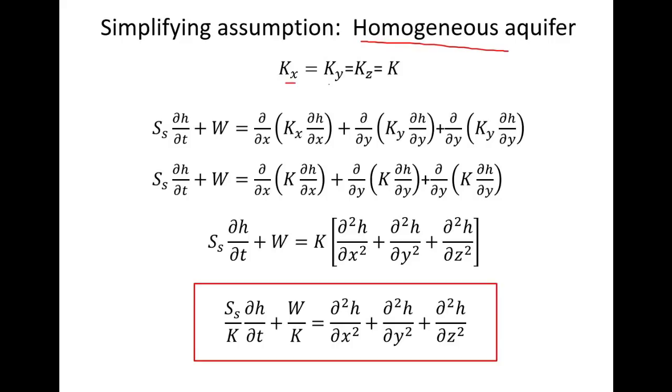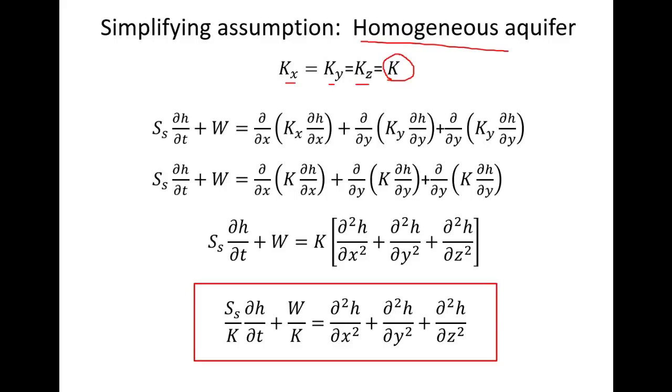So first simplification is to say, let's just have a homogeneous aquifer. That means that Kx equals Ky equals Kz. Let's just call it K. It's the same in every direction. We know this is not true in most cases, but it does allow us to make some simple one-dimensional models where it doesn't really matter what Ky and Kz are because you're just working in the x direction.